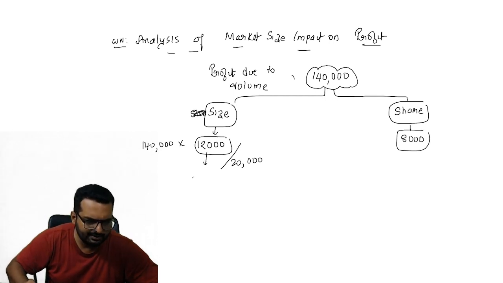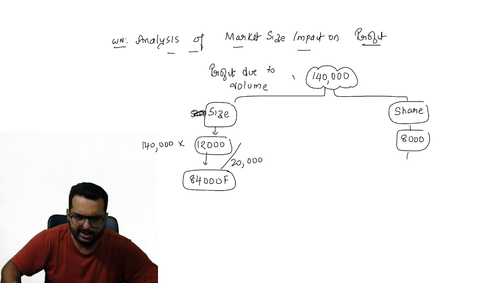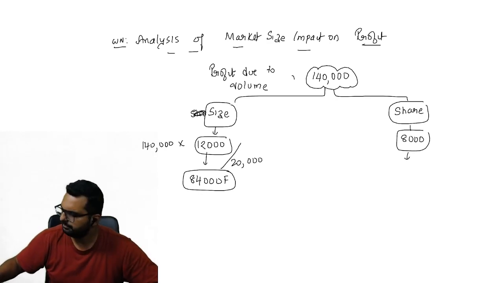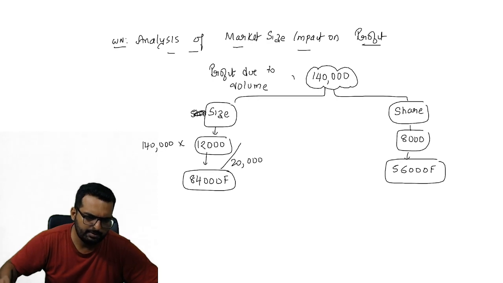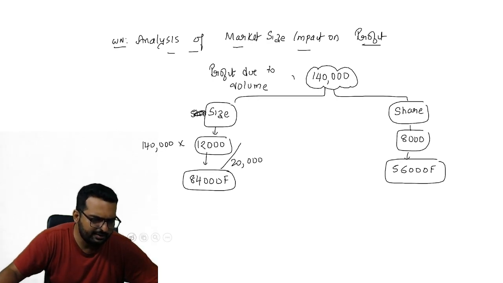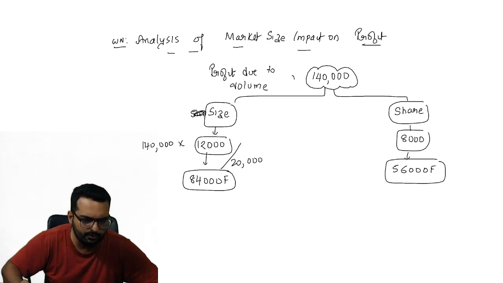Do I get the answer as 84,000 favorable? Am I right? Okay. And how much will this turn out to be? 1,40,000 into 8,000 divided by 20,000 will be 56,000 favorable. All right. So friends, this 84,000 is due to what now? This is due to size.